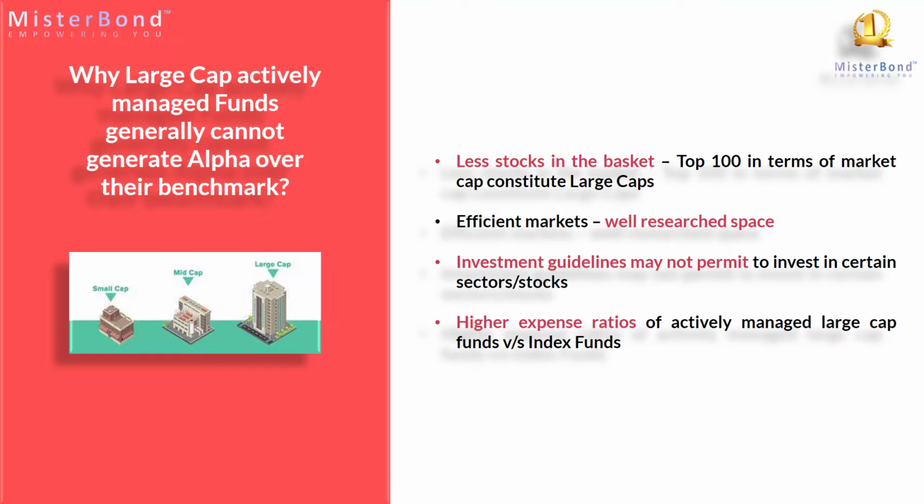So the reasons which I can enlist for the viewers for why large cap actively managed funds generally cannot generate alpha over the benchmarks: there are fewer stocks in the basket, because the top 100 in terms of market cap constitutes the large cap. Efficient markets, a well-researched space. As you rightly said, there are 35 to 40 analysts plus the global investors and analysts. Investment guidelines may not permit investing in certain sectors, stocks like oil and gas, etc. And you may miss the bus if there is a commodity play. Also, there are higher expense ratios of actively managed large cap funds versus the index funds.